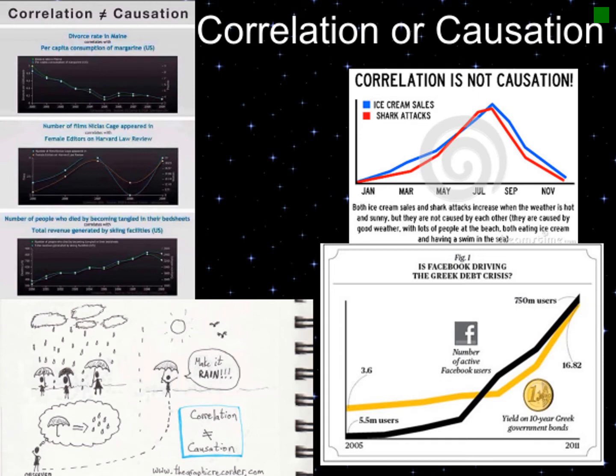The last example is Facebook driving the Greek debt? If you notice, Facebook users back in 2005, it was developed in 2004. A year later you already have 5.5 million users. It keeps growing as the years go on, and so does the Greek debt. So somehow Facebook caused the Greek debt. Of course not, right? There's just correlation there.